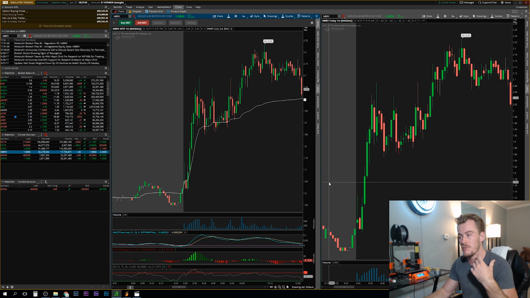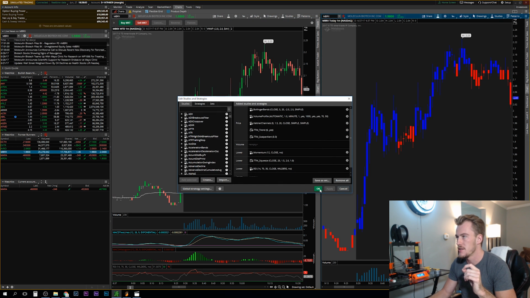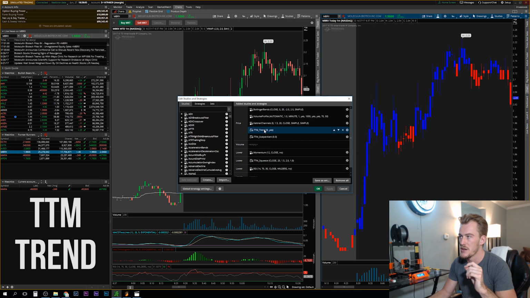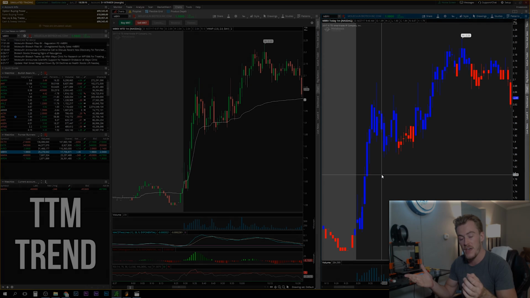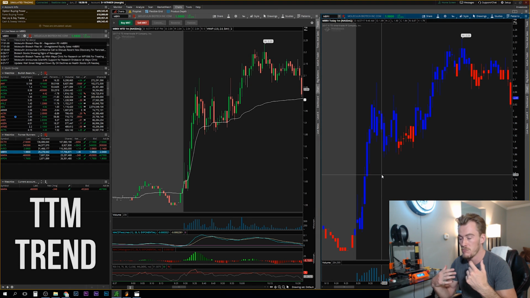Now let me show you some more accurate ways to depict momentum. The first one is the TTM Trend. What this does is basically just turn your candlesticks into blue and red, and they're a measurement of momentum. The easiest way to think of this is, do the bulls have control or do the bears have control? If it's bullish, the trend will be blue. If it's bearish, it'll be red.